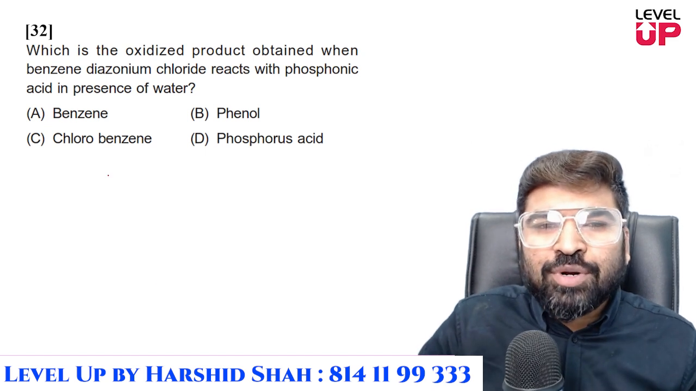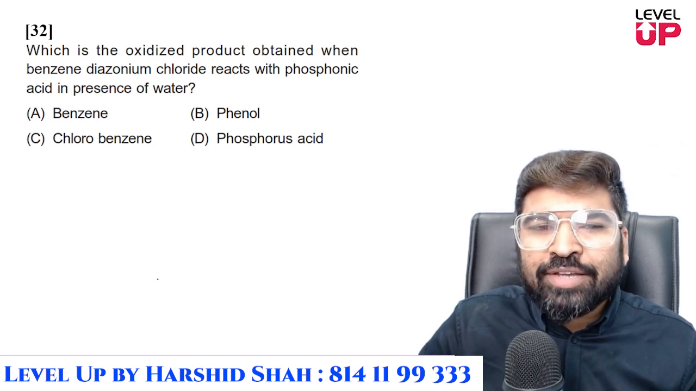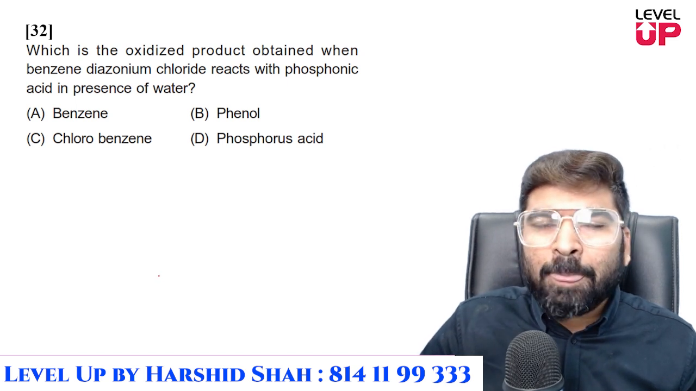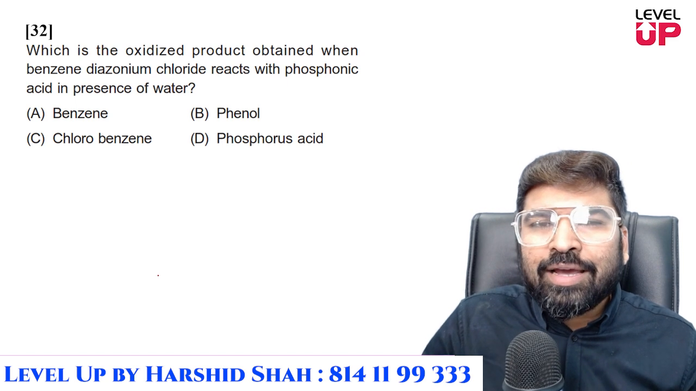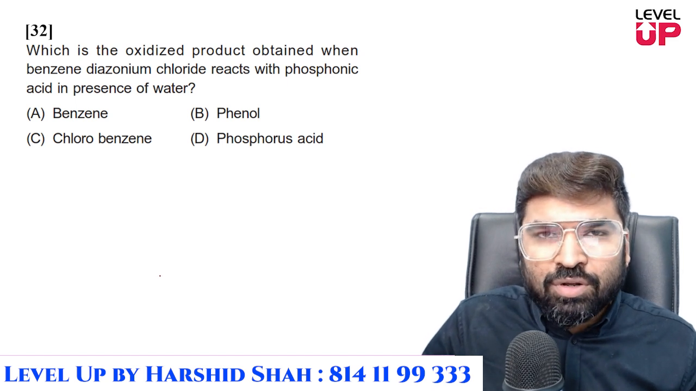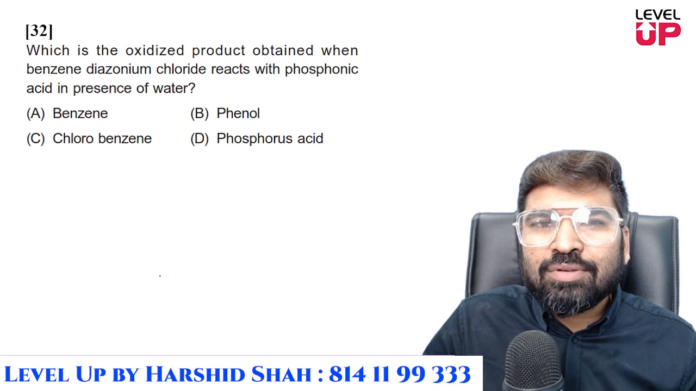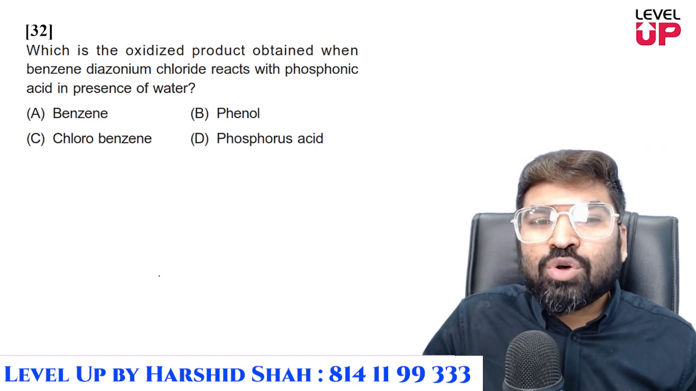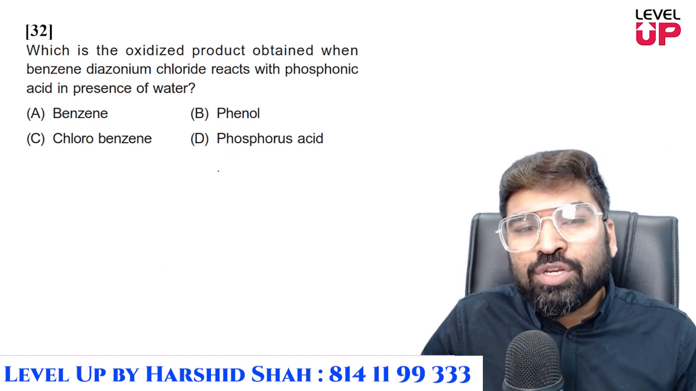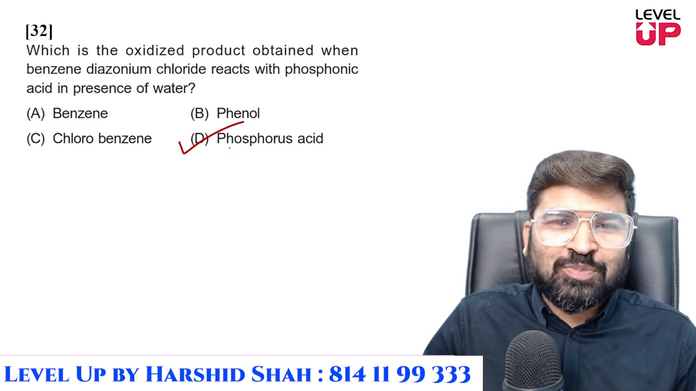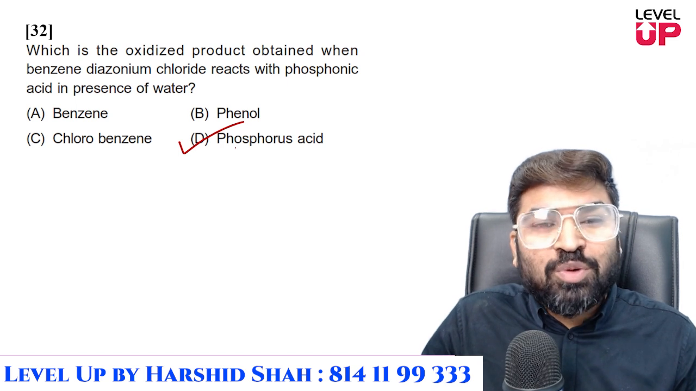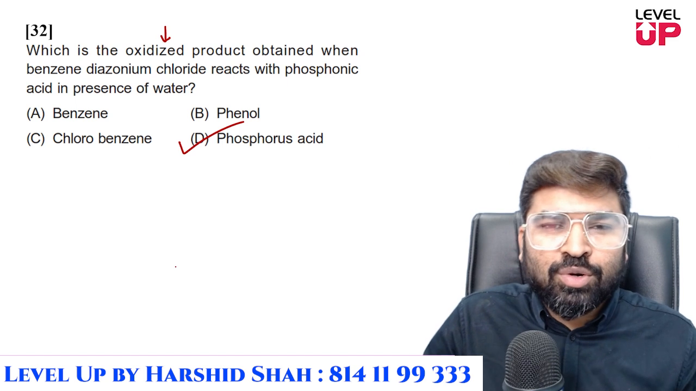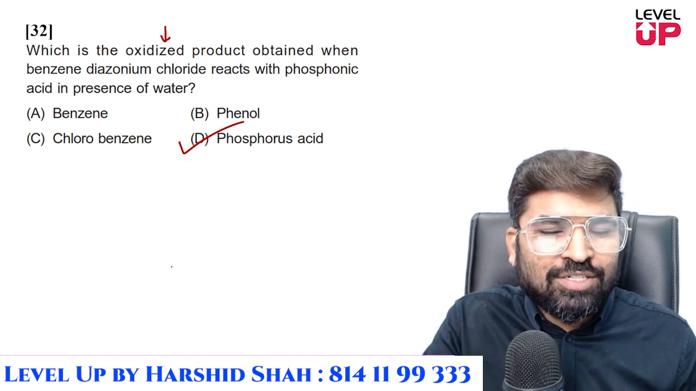Which is the oxidized product when the benzene diazonium chloride reacts with phosphonic acid in presence of water? So understand one thing, the H3PO2 reduces the phenol. So that means what happens is it gives you benzene, but the phosphonic acid gets oxidized to H3PO3, which is the oxidized product. The reduced product will be benzene, but यहाँ पे क्वेश्चन आपको ये पूछा है कि ऑक्सीडाइज्ड प्रोडक्ट कौन सा है? So H3PO2 is oxidized to H3PO3.